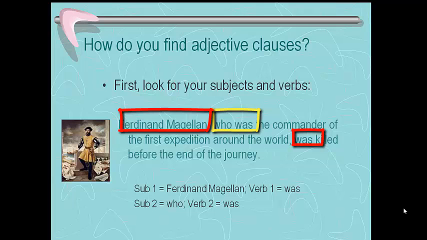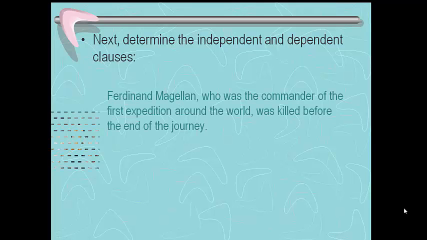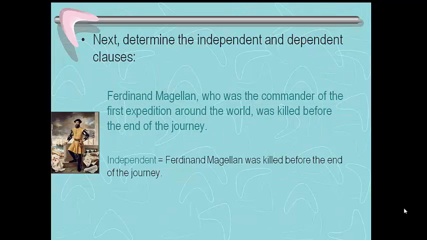So the first thing you do is you look for subjects and verbs. The next thing that you have to do is determine which is dependent and which is independent. So again, if I look at my example here, Ferdinand Magellan, who was the commander of the first expedition around the world, was killed before the end of the journey. So okay, I say, what is my foundation sentence here? And it would be Ferdinand Magellan was killed before the end of the journey. And I'd say, okay, it's a complete thought. It is a complete sentence, so it would be an independent clause.